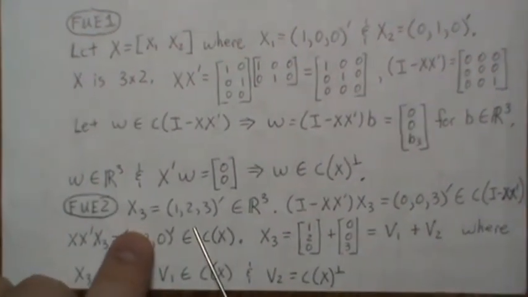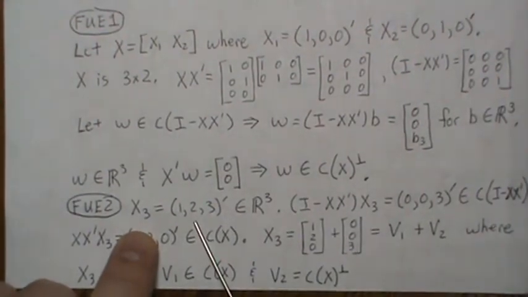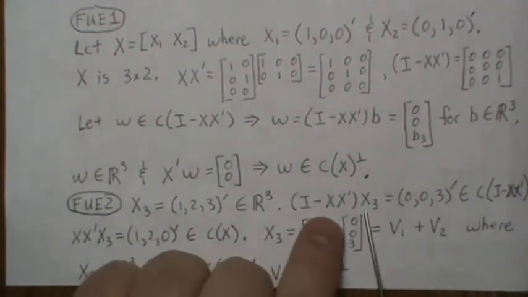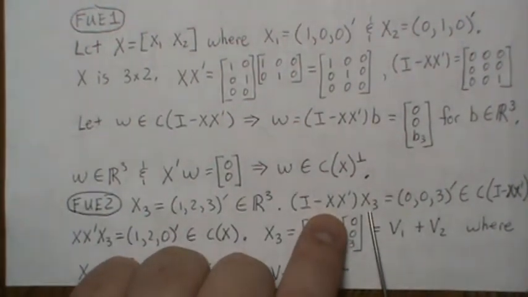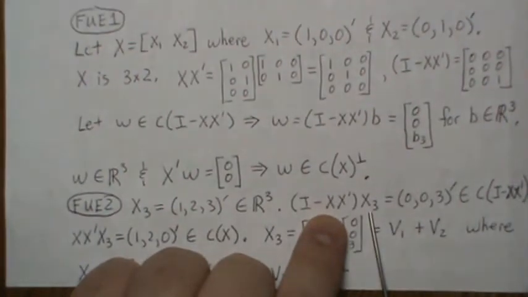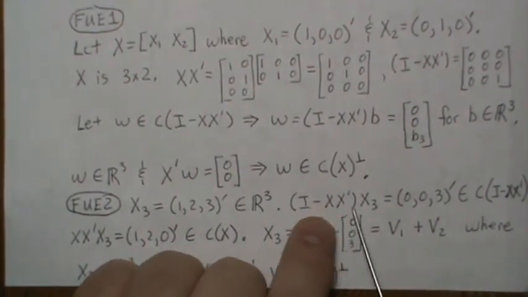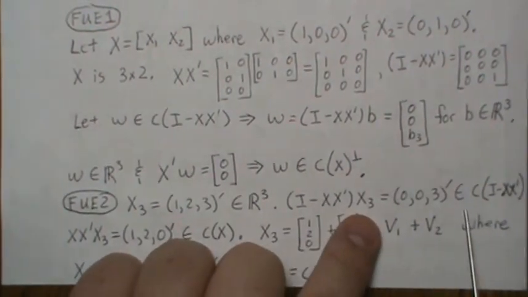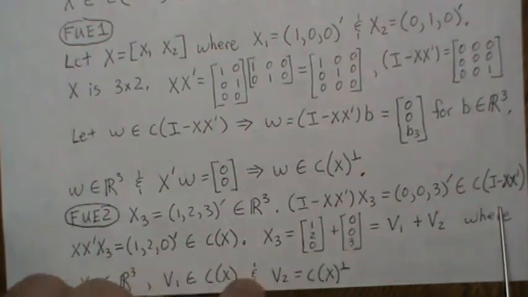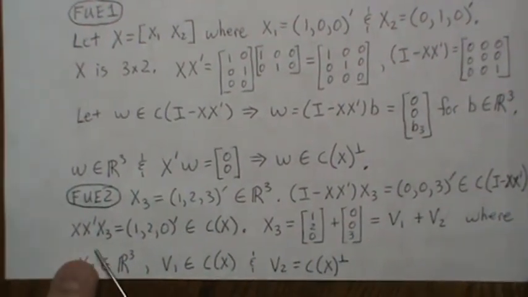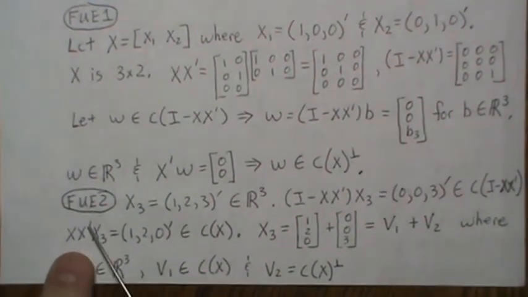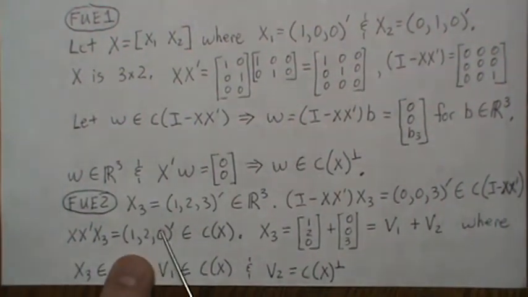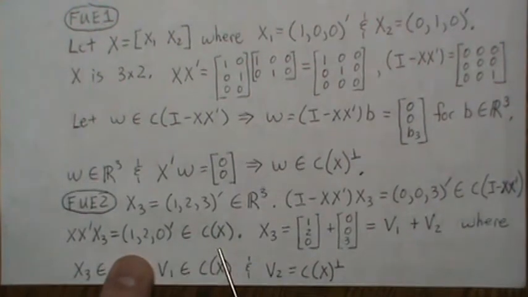So let X3 be any vector in 3 space. Then if we take this matrix times X3, it's going to project it down onto the column space of this, which is 0, 0, 3, if you do that multiplication, which is an element of this column space. If we take the projection matrix XX transpose and pre-multiply that to X3, then we get 1, 2, 0, which is in the column space of X.